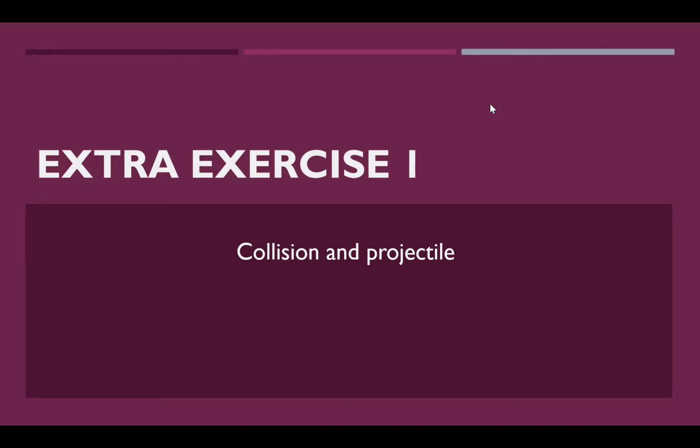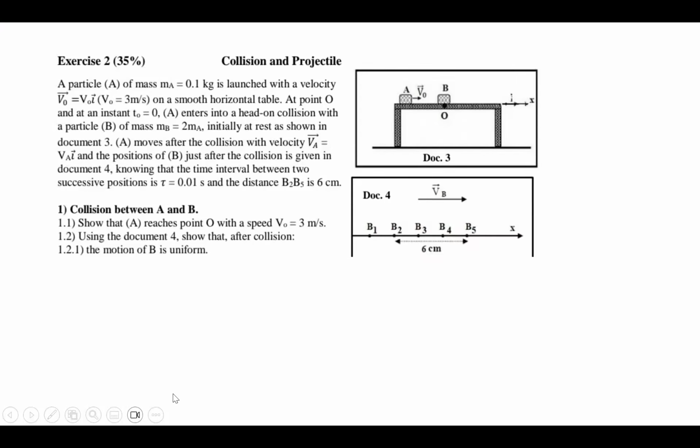So in this exercise, we'll study the collision and the projectile. The question is: a particle A of mass ma equals 0.1 kilogram is launched with a velocity v0 equal to 3 meters per second on a smooth horizontal table.